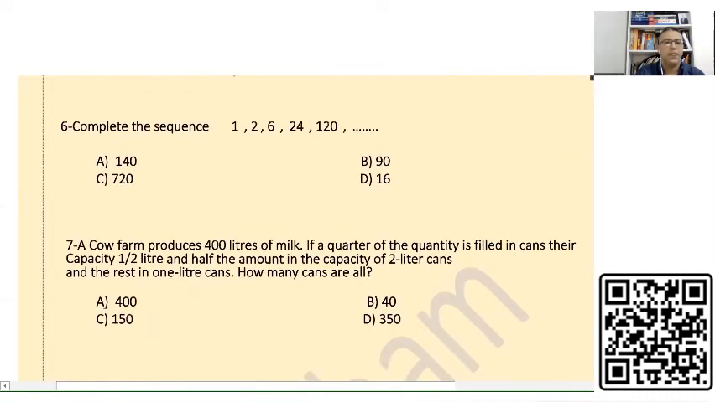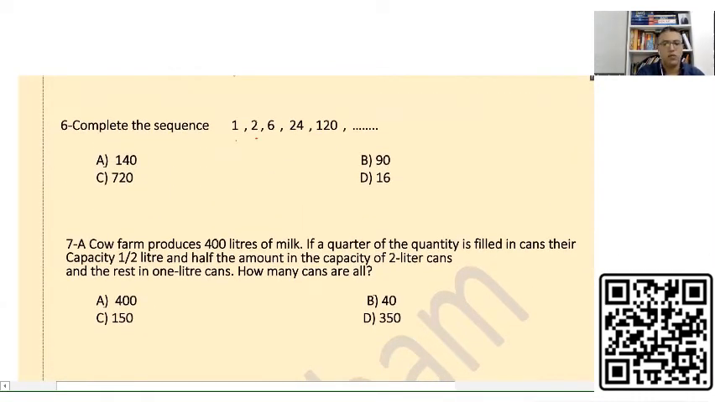Question number 6. Complete the following: 1, 2, 6, 24, 1, 2. As we can see clearly, it's not adding the same number every time. 1 multiplied by 2 is 2. Then from 2 to 6, I multiplied by 3. How lucky I am. Multiply by 4, multiply by 5. So I'm going to multiply by 6, which is 720.